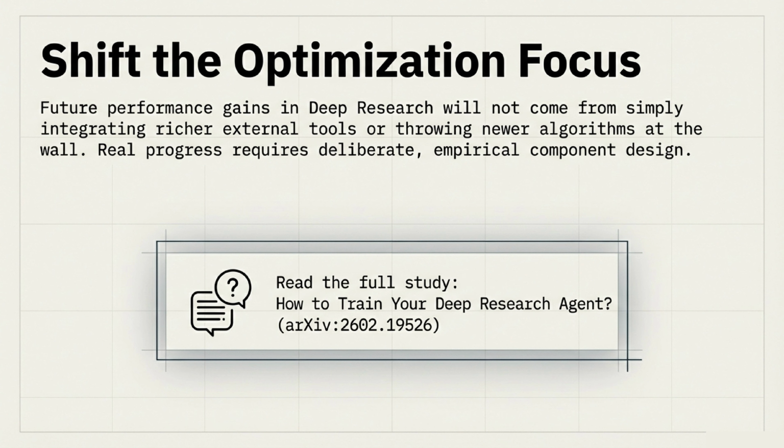Ultimately, we need to shift our optimization focus. Future performance gains in deep research will not come from simply throwing richer external tools or newer algorithms at the wall. Real progress requires deliberate, empirical component design. To dive deeper into these findings, be sure to read the full study, How to Train Your Deep Research Agent.